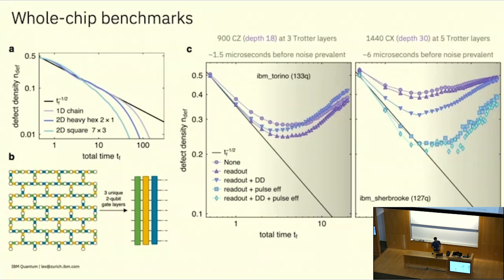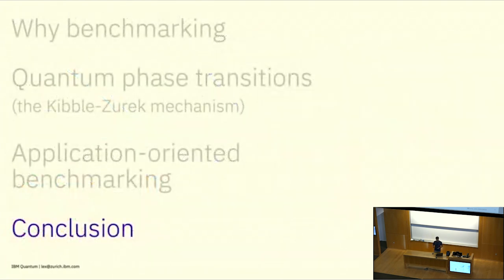And so also here, we could conclude that we could simulate roughly 3 Trotter layers on the left, so on IBM Torino, using the whole chip, so 133 qubits, and roughly 5 Trotter layers on the right on IBM Sherbrooke, which again corresponds to 2-qubit gate depths of 30 and a gate count of 1400 of only 2-qubit gates. So yeah, this is what I wanted to show you in terms of results.